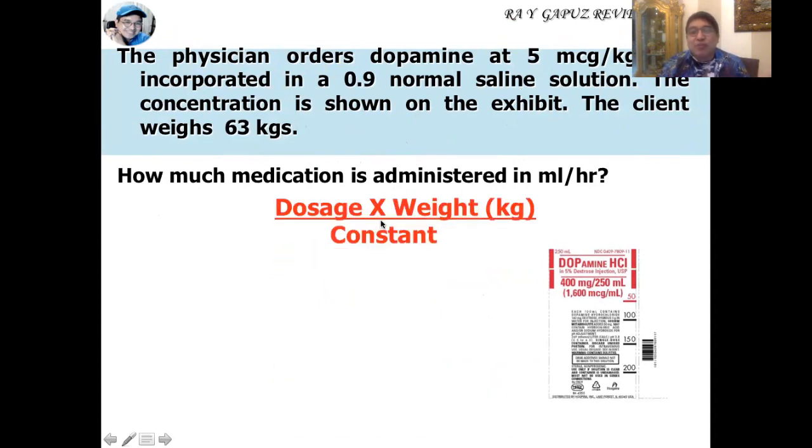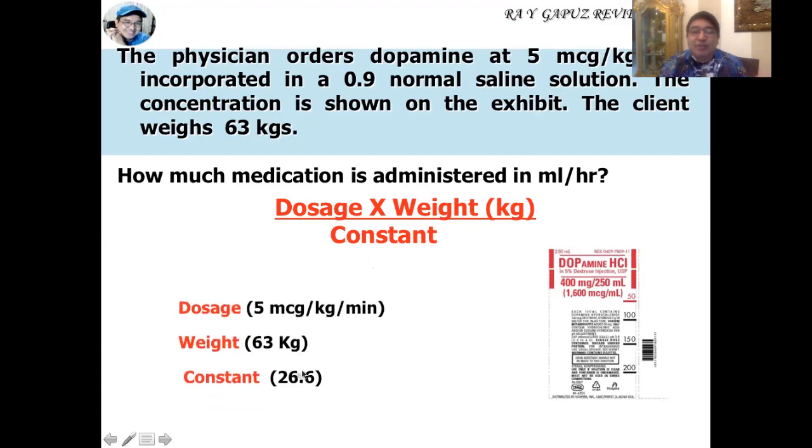So we make use of the formula dosage times weight in kilograms, okay, divided by constant. So the dosage, we have it here, 5 microgram per kilogram per minute. The weight, okay, in kilograms, we already have it here. We don't have to convert. And all we have to do is to recall the constant.